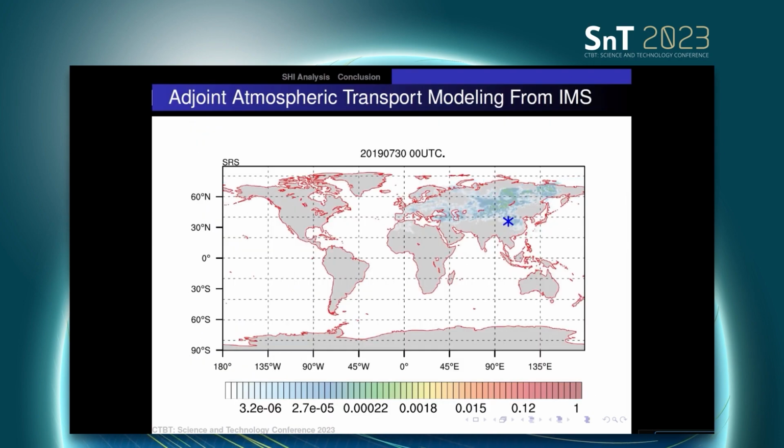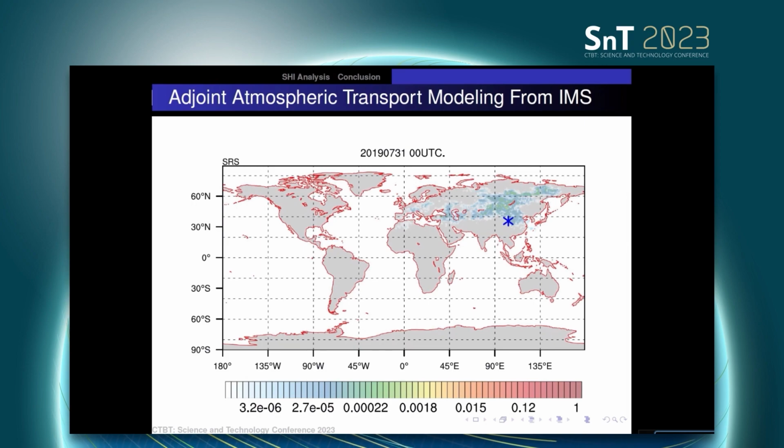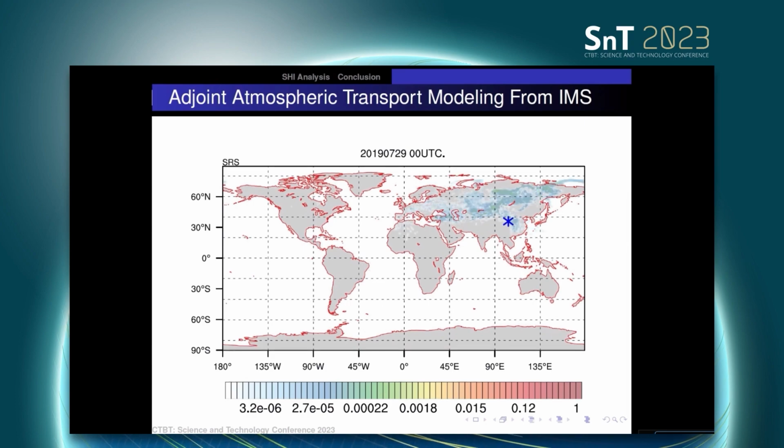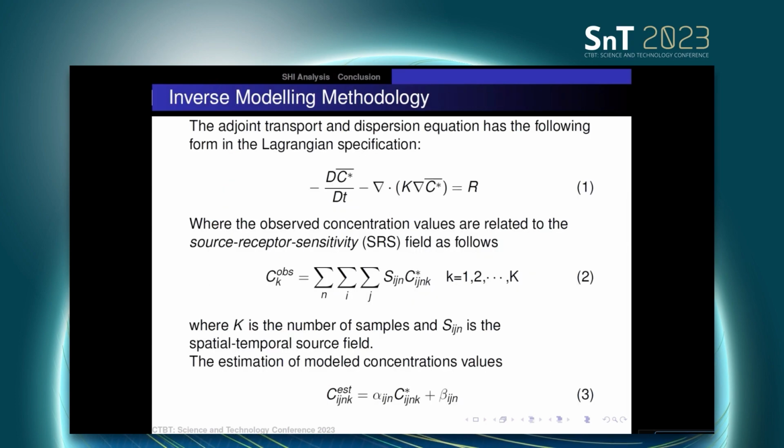Okay, that's good. So, for example, the SRS field actually represents the sensitivity of a location to the concentration at the station. So the high SRS field does not mean this is the source. This is an important point. So how can we use this concentration value and SRS field to determine the source? The methodology we follow is like this.